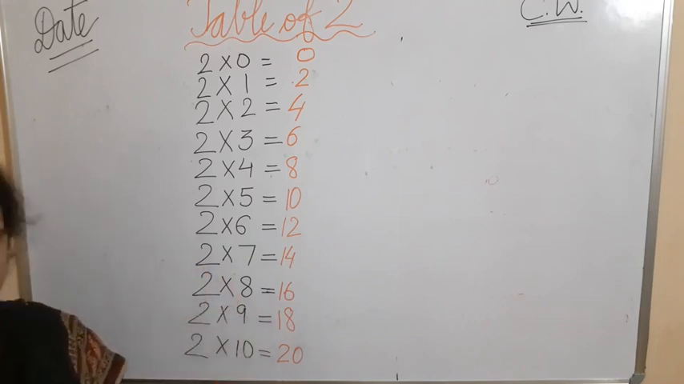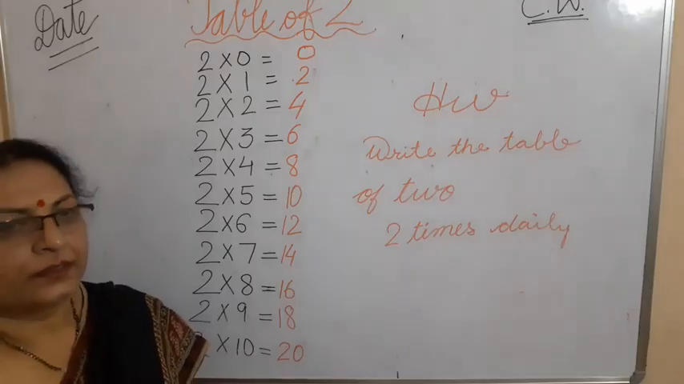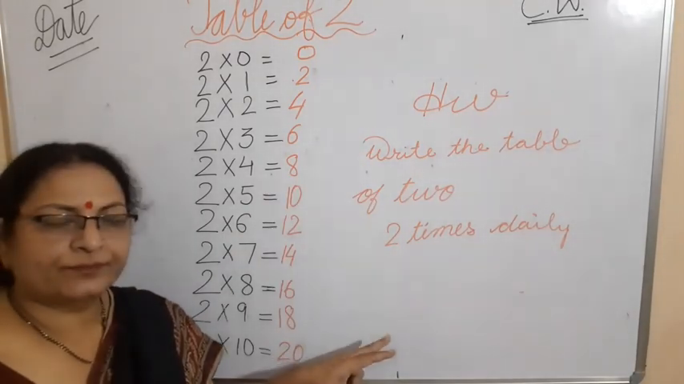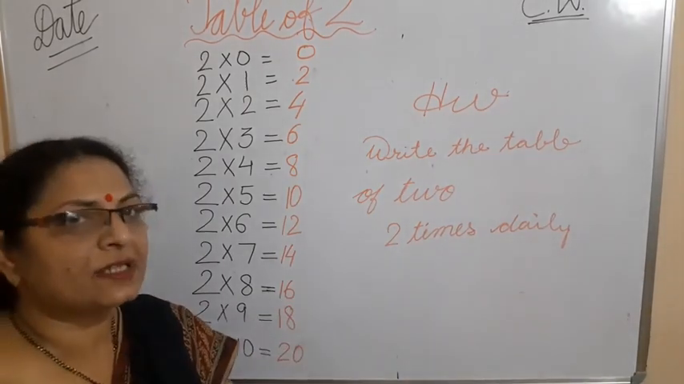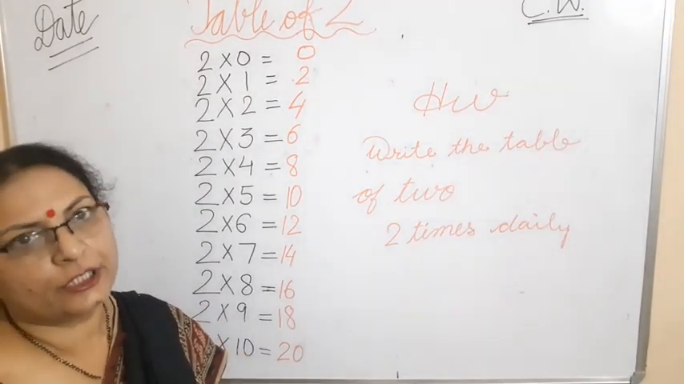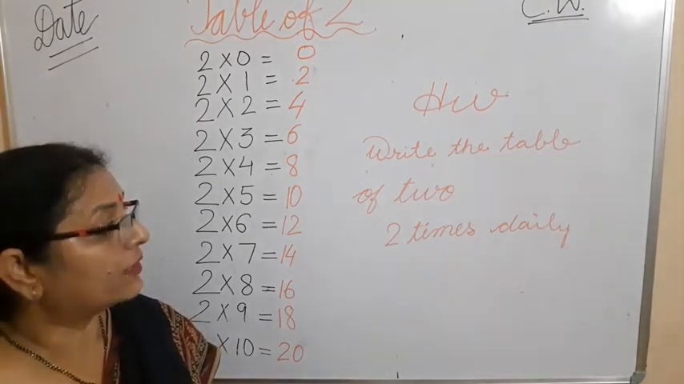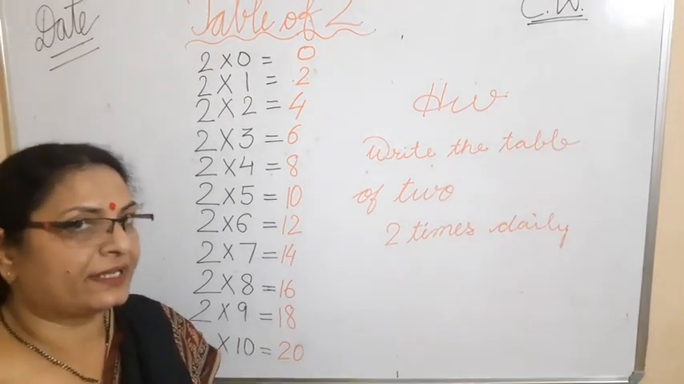Now I am giving you homework. Students, this is your homework. Okay, and I will give you some video also, the table of 2, and you learn it again and again until you are able to read and write. Okay, this is your homework.